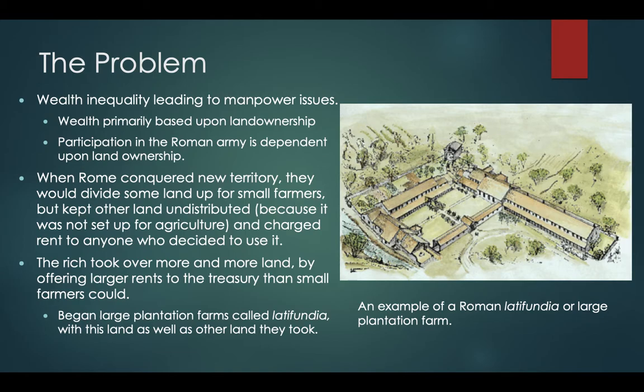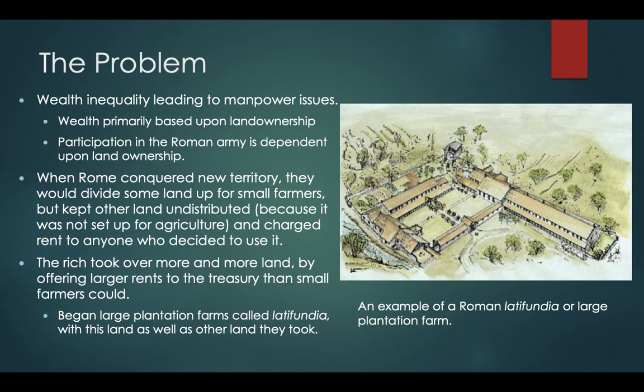When the Romans would conquer new territory, they would divide up some land for small farmers, but keep other land undistributed because it wasn't ready for agriculture, and they would just charge rent to anyone who decided to use it. The rich took over more and more land by offering more money to the treasury in the form of rent than your average small farmer could. They began large plantation farms called latifundia, here's a picture of an example of one, with this land as well as other land that they took.